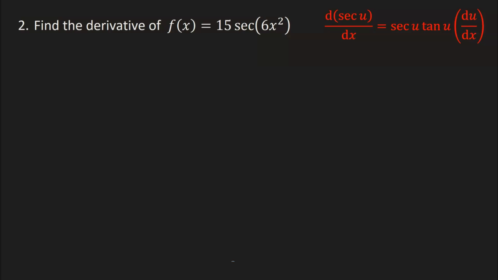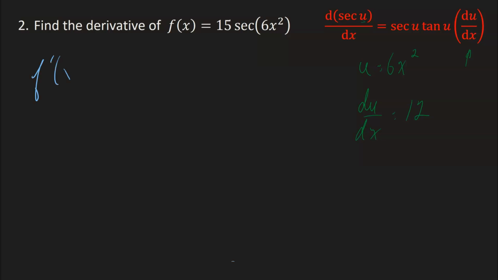So over here, what is u? We always ask ourselves, what is u? In this case, secant u, so it's secant 6x squared. So u equals 6x squared. What is du dx? Because we need that too. So du dx is 12x. All right, we're all set. So let's do our answer.